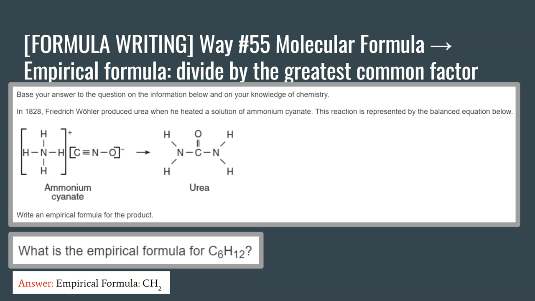In 1828, Frederick Wohler produced urea when he heated a solution of ammonium cyanate. This reaction is represented by the balanced equation below. Here we have ammonium cyanate converting to urea. Write an empirical formula for the product. Please note that the products are on the right side of the arrow, the reactants are on the left. So we're trying to find the empirical formula of the product.